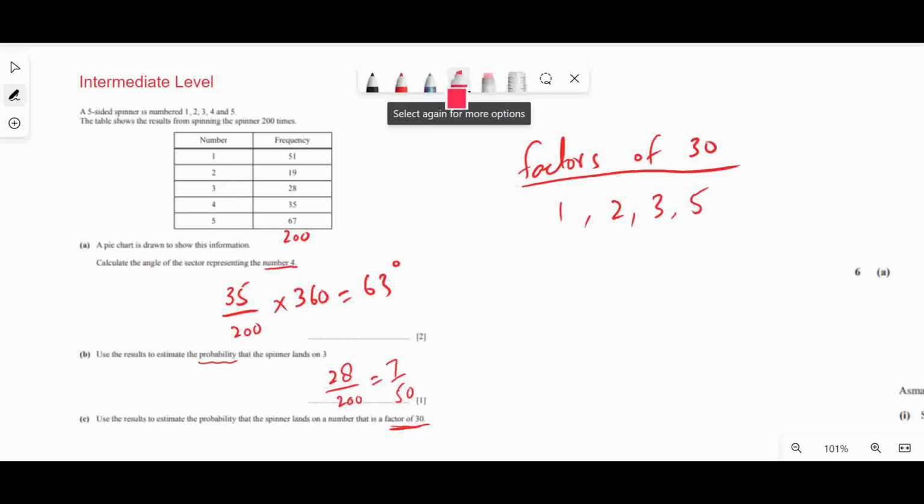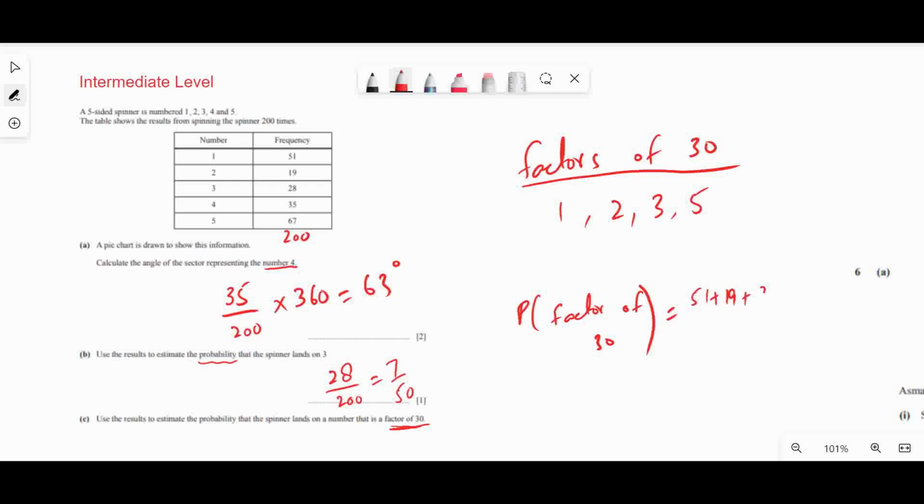So how can we find the probability? The probability of a factor of 30 will be equal to, we have to add all of them. So we can write it as 51 plus 19 plus 28 plus 67, whole divided by 200.